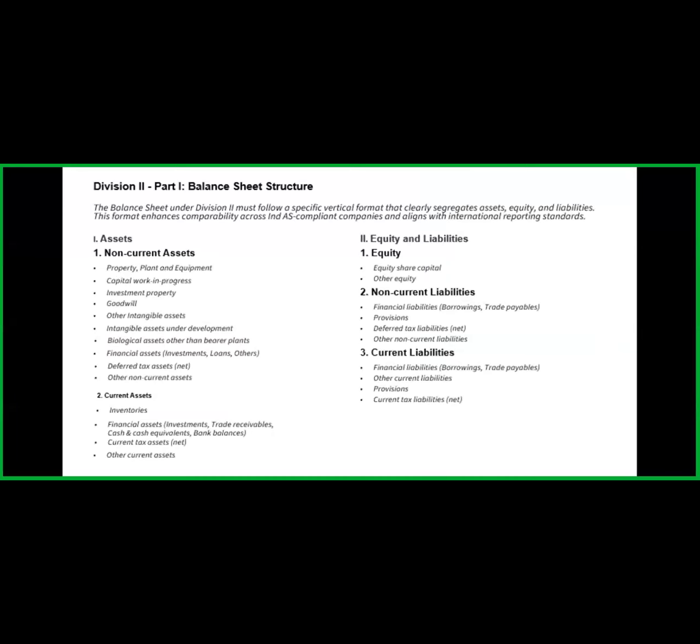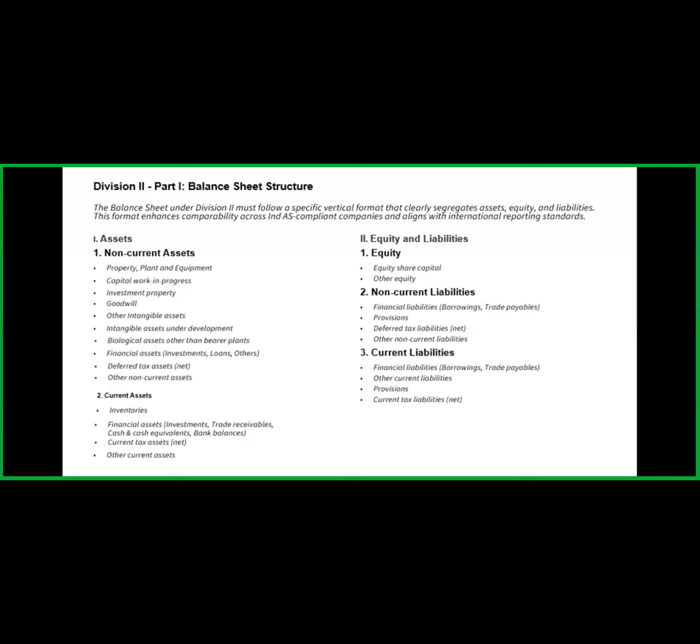Balance sheets under Division 2 must follow the specific vertical format that clearly segregates assets, equity, and liabilities. This format enhances comparability across Indian compliant companies. Guys, due to lack of space, I put this on the other side, side by side, the assets and the equity and liabilities. But actually what the Amendment Act 2015 tells us is the specific vertical format: assets on the upper side and equity and liabilities on the lower side.